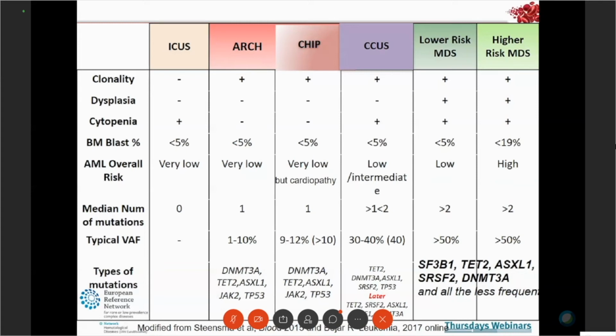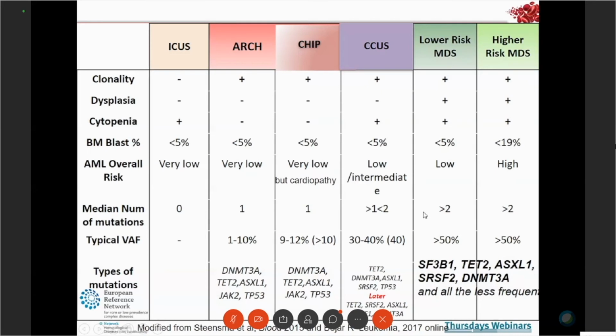And what is the threshold between CCUS and MDS? You see that the mutations here may be even 2. And what is more important is that the allele burden is higher, 30-40%. More different mutations appear in this stage. And then you can pass to really the diagnosis of real MDS, lower and higher risk MDS. The number of mutations is usually more than 2, and the variant allele frequency higher than 50%. Many other mutations do appear.